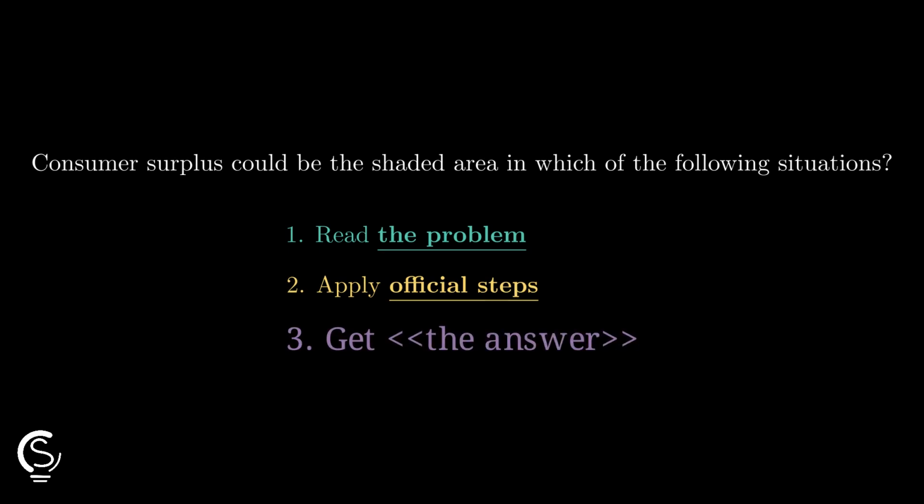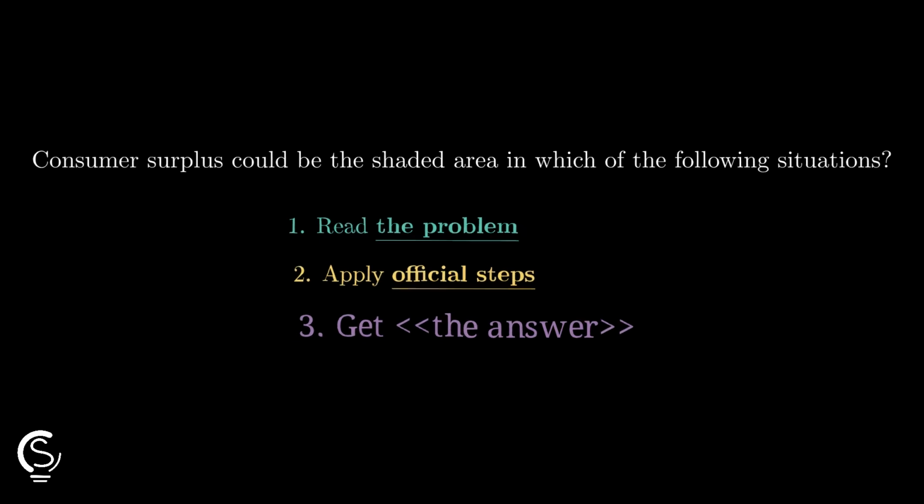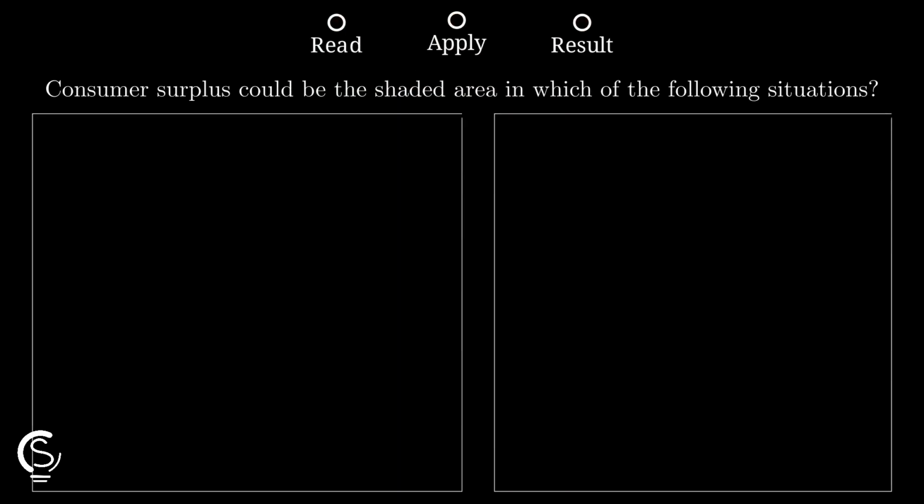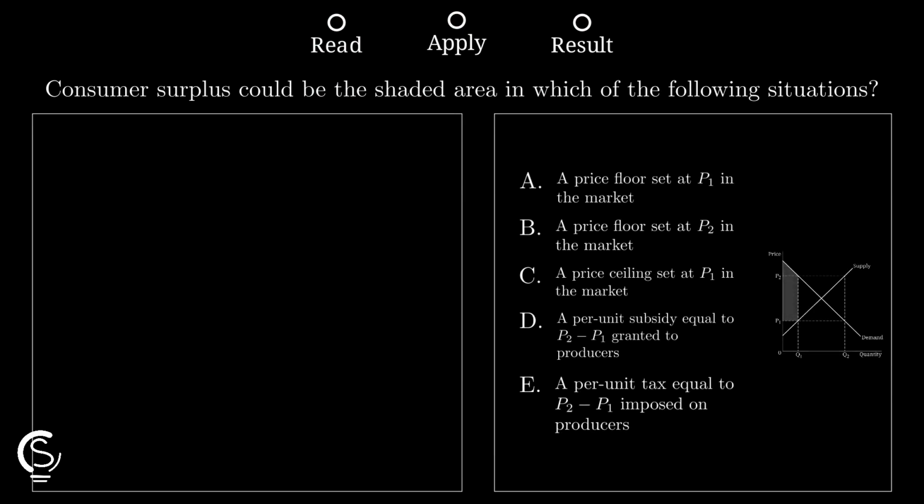Consumer surplus questions are tricky, but we can solve this graph quickly. Let's identify what the shaded region represents in this economic market. The shaded area is a trapezoid located below the demand curve and above the price level P1. This specific region represents the total benefit that consumers receive from purchasing the good.